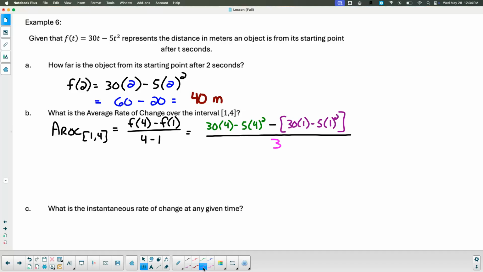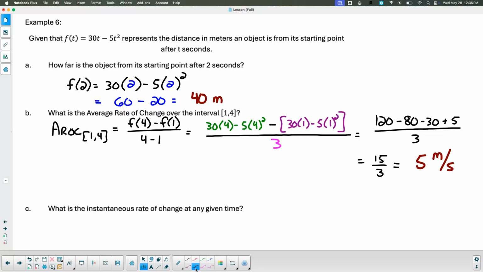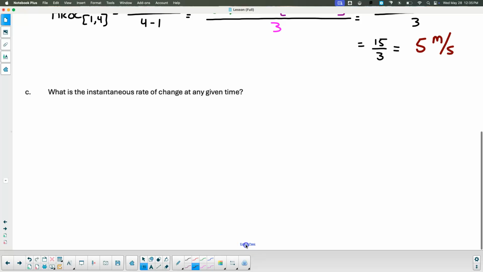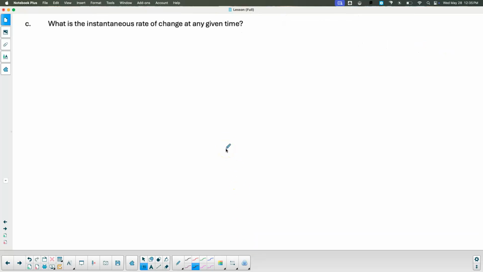Oh, let's see, what do we got here? So that's going to be 120 minus 80. 4 squared is 80, minus 30 plus 5. 40, 10, 15. I get an average rate of change of 5 meters per second. Yes? Okay. 30t minus 5t squared. I might need to remember that one. I got it right here.